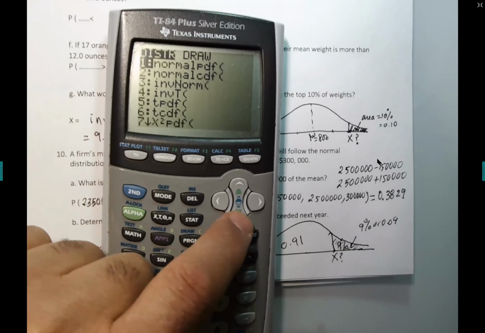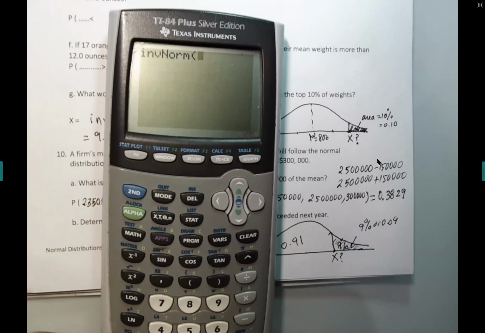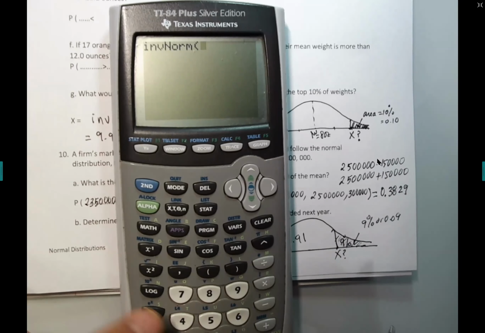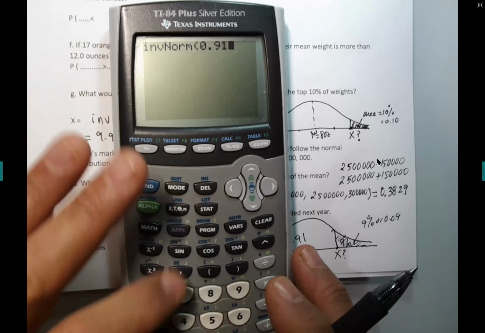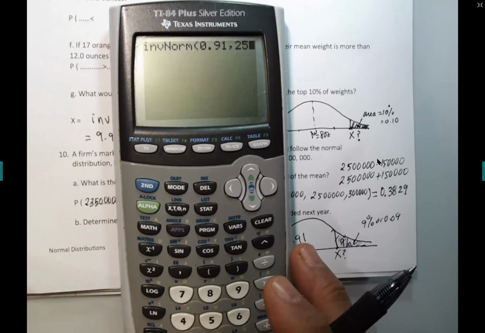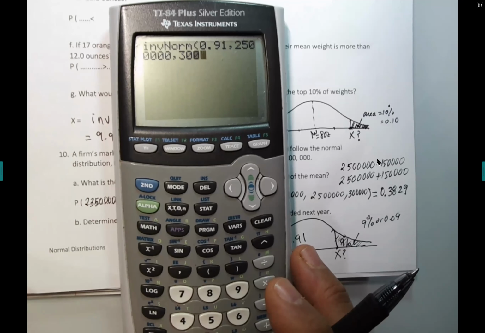I cannot emphasize enough, guys, how important those two formulas are. They're gonna take care of every single problem in the homework by using those two formulas. Normal CDF, inverse norm, those two formulas. Inverse norm is used to find the X value, and normal CDF is used to find the probability. So that would be 0.91, comma, 2,500,000. Enter it properly, guys. And then 300,000.